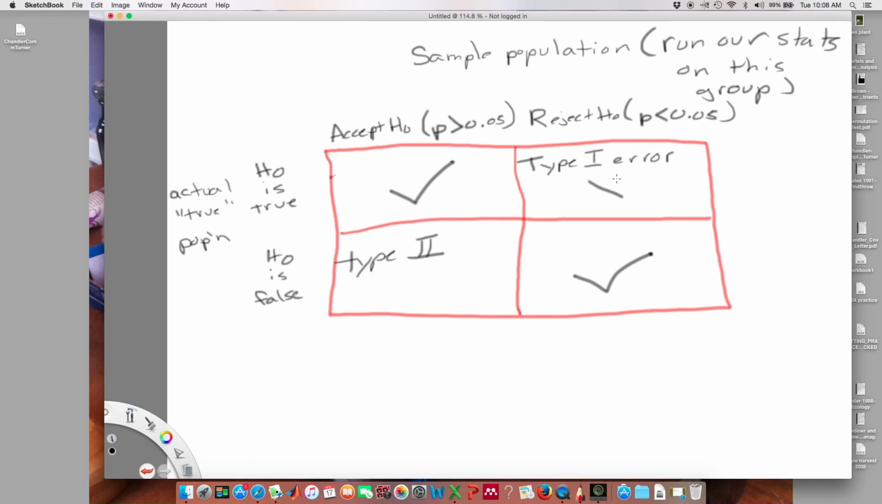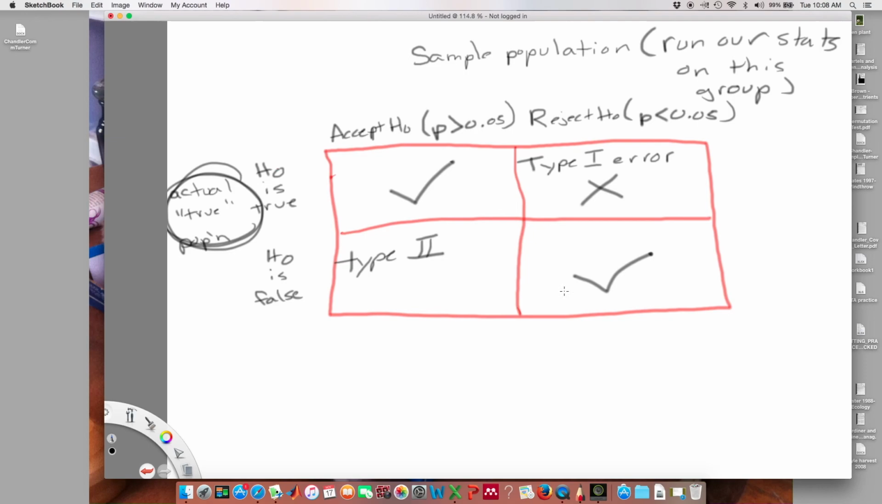Okay, so this is bad. We don't want this. So we make sure to set our alpha at 0.05. We do as much sampling as we can do to get a good idea of the actual population based on our sample population that we look at. So for example, we can't look at all men and women in the entire world, but we can look at a subset, which is our sample population.